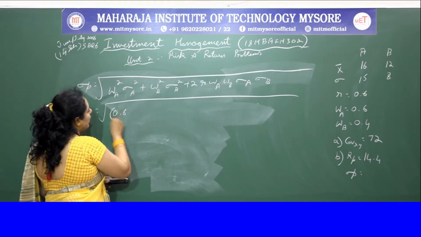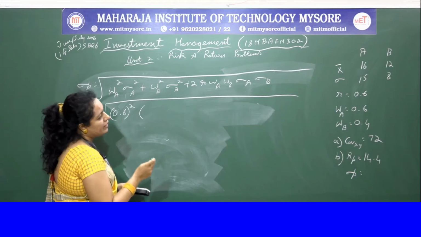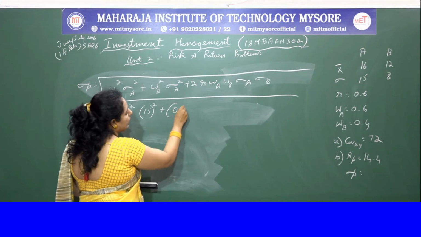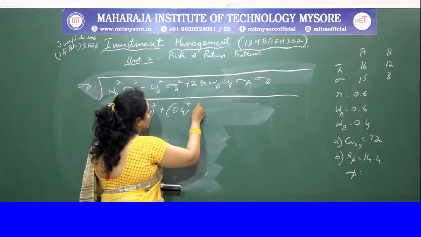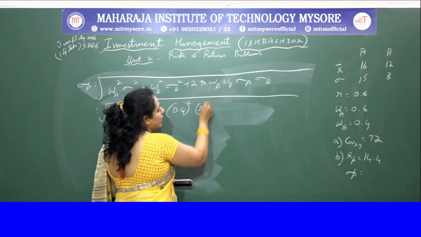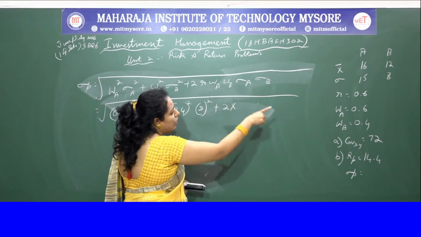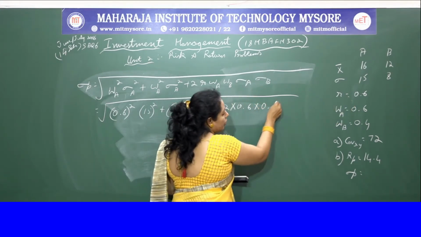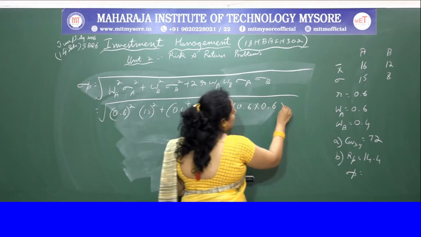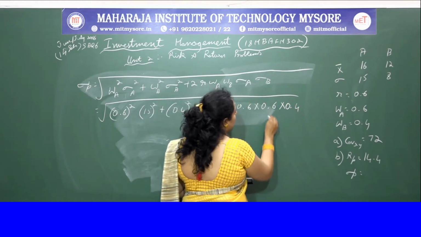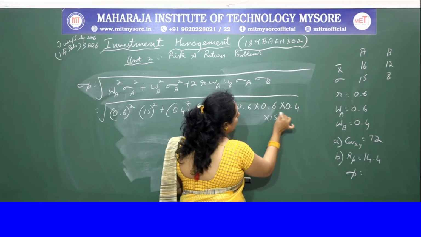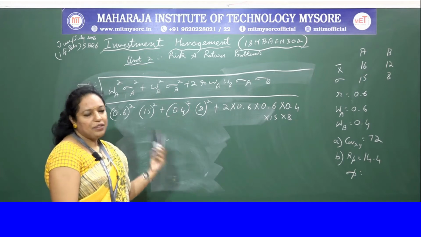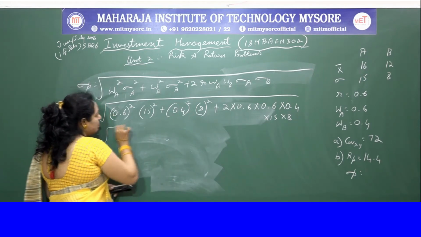They have said weight A is 0.6 square and standard deviation they have said it is 15 square plus weight B is 0.4 square into standard deviation they have said it is 8 square plus 2 into R is 0.6, given in the problem itself, into 0.6 weight of A into weight of B into standard deviation of A into standard deviation of B. Okay, that is how you substitute, and then simplification.